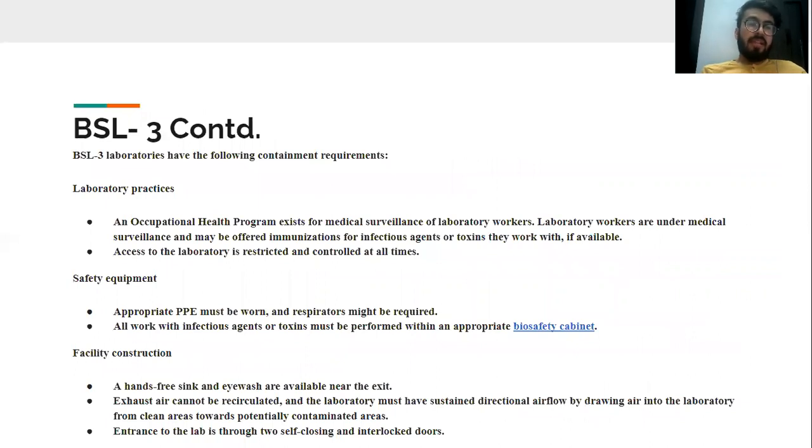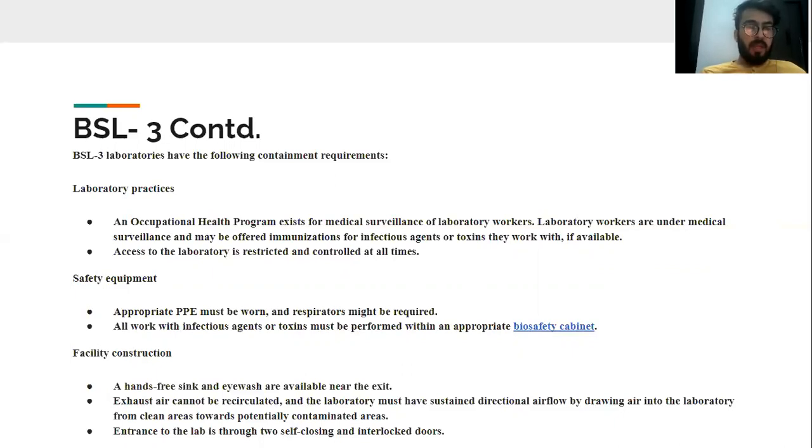So, as stated in the previous slides, specific considerations for the BSL-3 facilities include an occupational health program for medical surveillance of laboratory workers. So to protect the workers in the laboratory from unexpected hazards, they are kept under medical surveillance. And from time to time, they are offered immunizations for infectious agents. Access to the laboratory is restricted and controlled at all times.